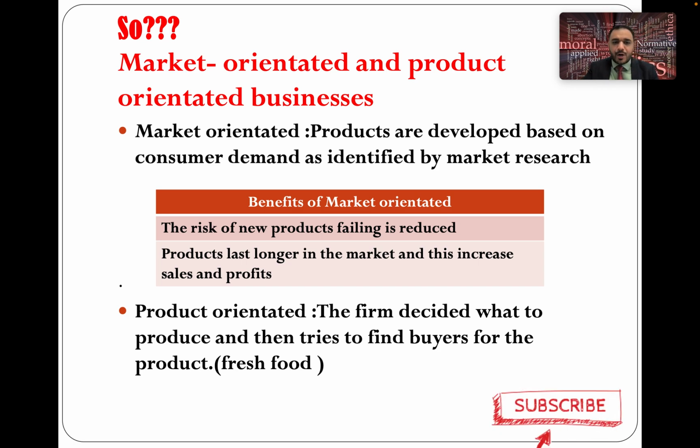After that we have product oriented, as we know that it is based on the product. So the firm decides what to produce and then tries to find buyers for the product. For example, fresh food: a lot of businesses are opening, they first design their product, launch their product, and then try to gather customers to buy their product. It is a product oriented business.